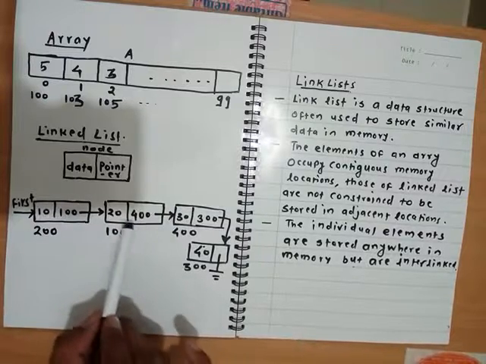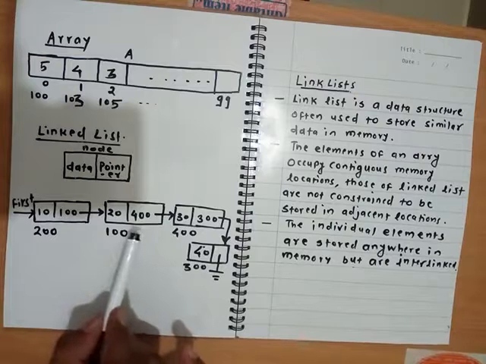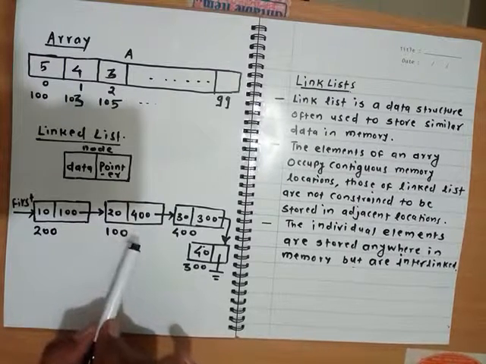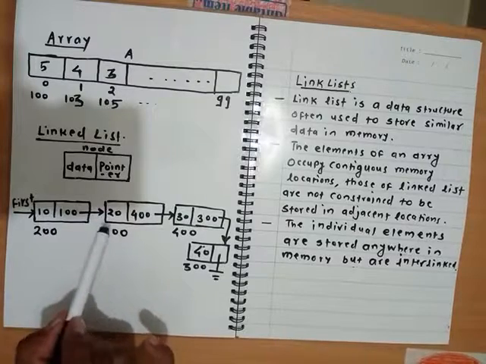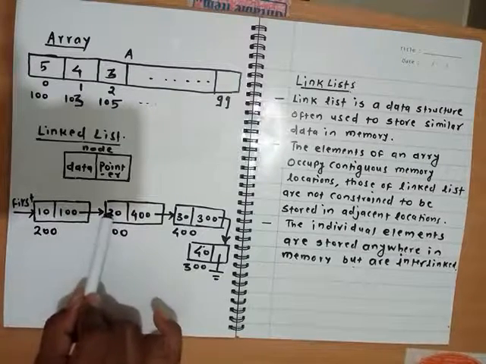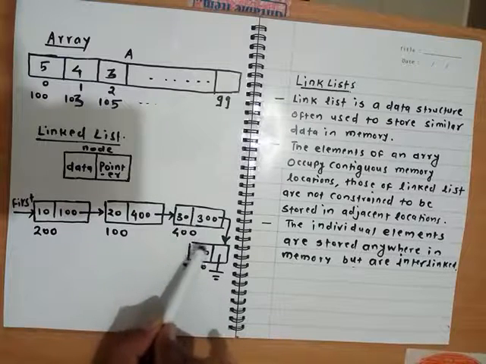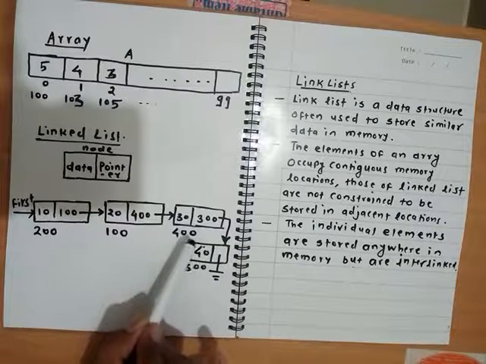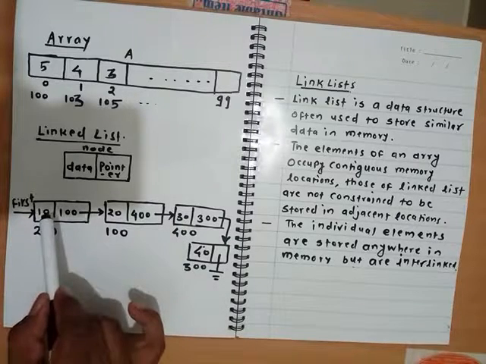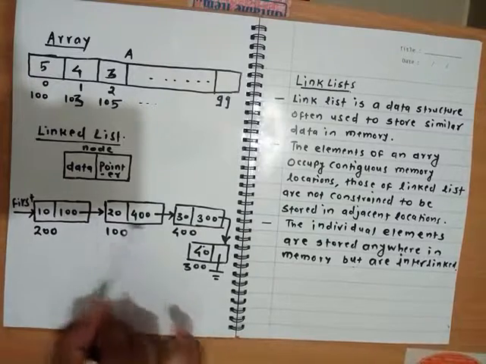Even though they are not in contiguous memory, we have a link among the nodes of this linked list. For example, this node is storing the address of this node, which is storing the address of this node, and so on. That means I can reach from the first node to any other node in the linked list by using these links. I can traverse the entire linked list.